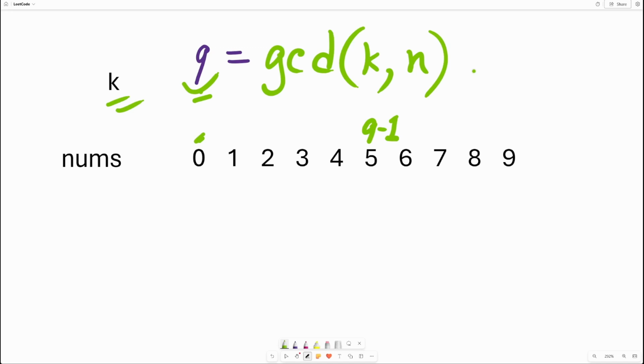Also, q cannot be greater than n, right? Because it's a GCD of some number and n. It cannot be greater. At the maximum it can be is n. So q minus 1 could be at most this last element with index n minus 1. So q minus 1 is here somewhere, right? Now, think about all of these elements from index 0 to index q minus 1.